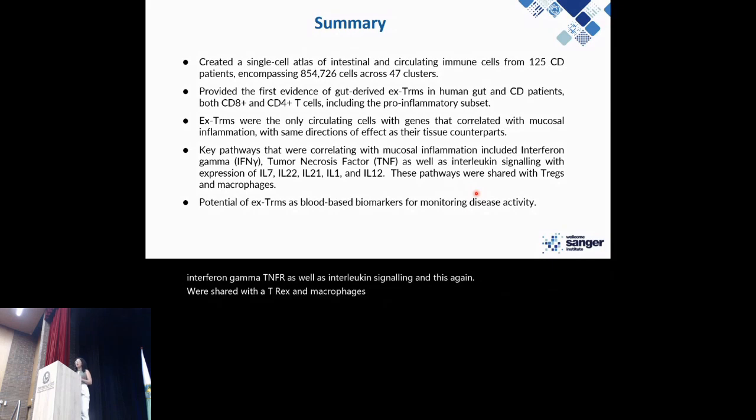And finally, potential future work. Now we are exploring XTRMs as blood-based biomarkers for monitoring disease activity.